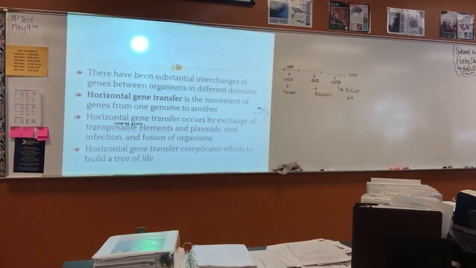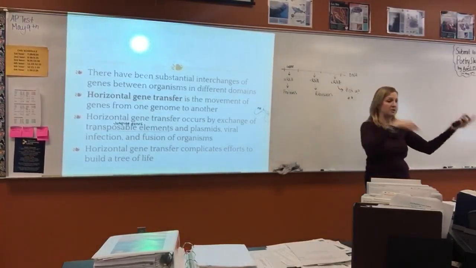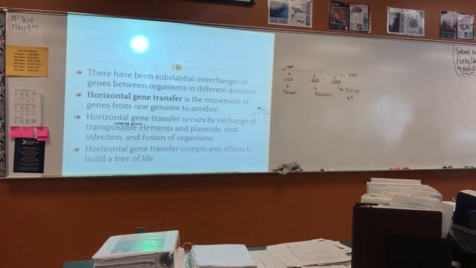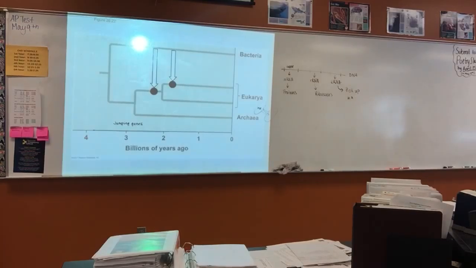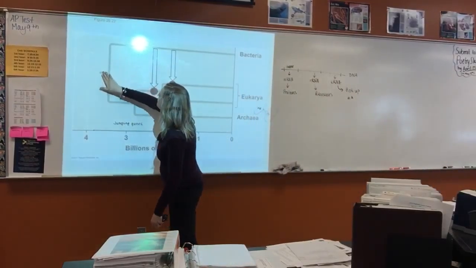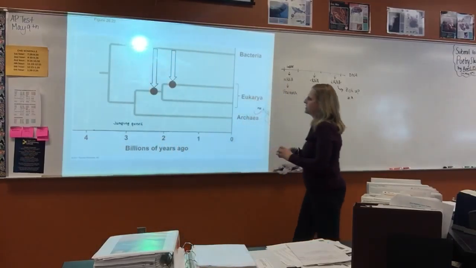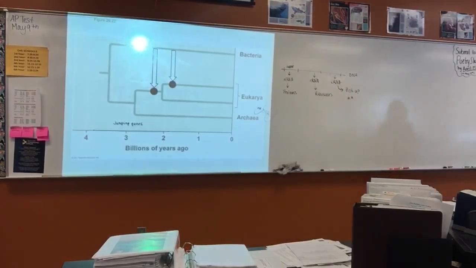When this happens, it complicates efforts to build a tree of life, because if we're looking at particular traits and organisms are swapping genes, that makes it hard to follow through time. This is another way to look at the current tree of life, where here's the common ancestry of the domain bacteria coming off first, and then the eukarya and the archaea coming off together. All right? And that is chapter 25. We're going to move on to chapter 26.